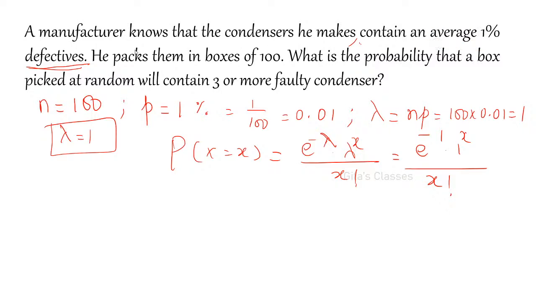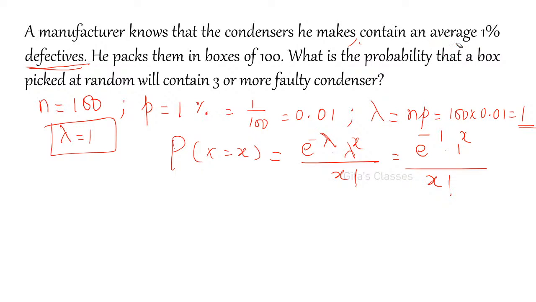That is why P is 1% is given. 1% is defective. So 1% means 1 by 100. That is why it is 0.01. And each box contains 100. So N is equal to 100. NP you have to get 1, because they contain an average of 1% defectives.